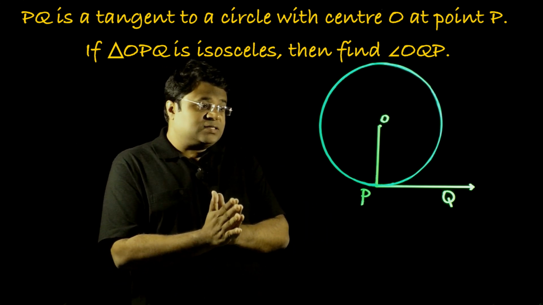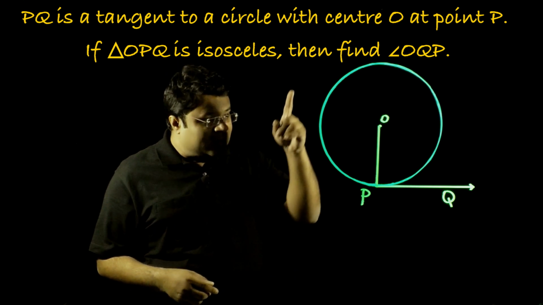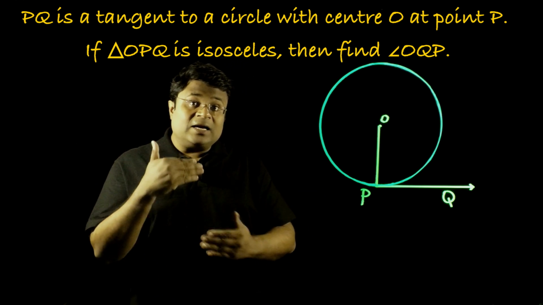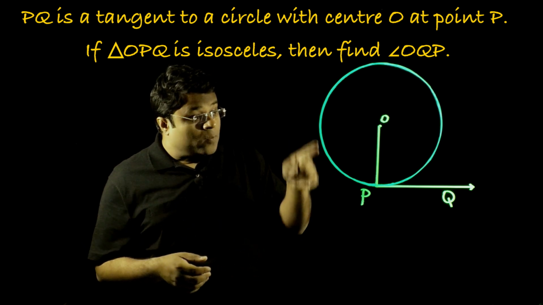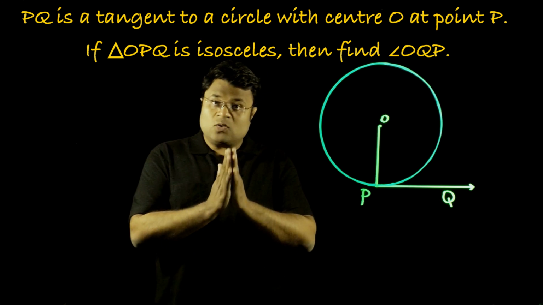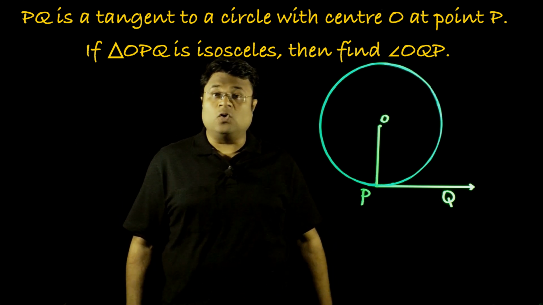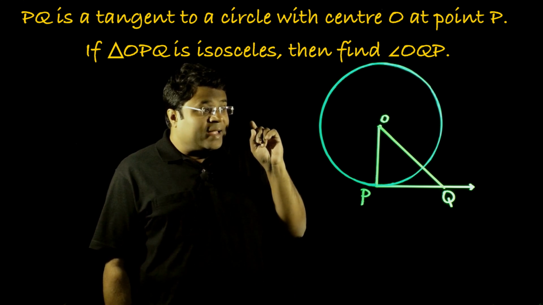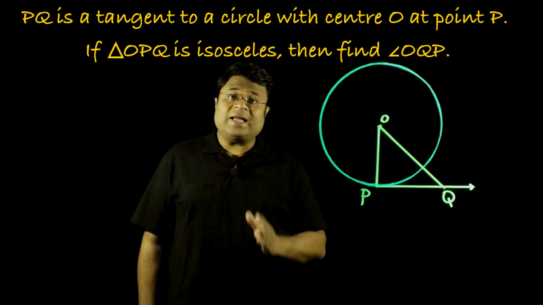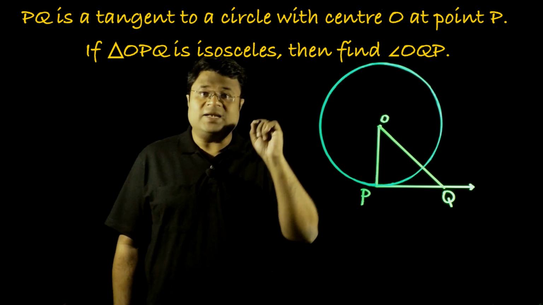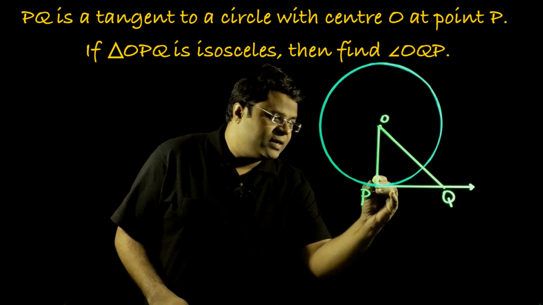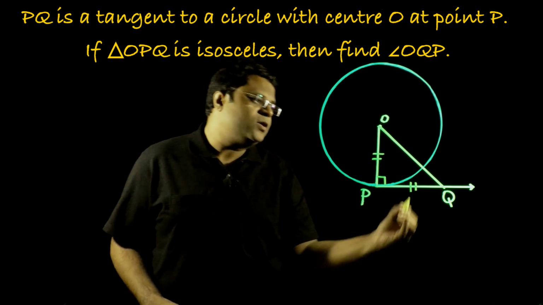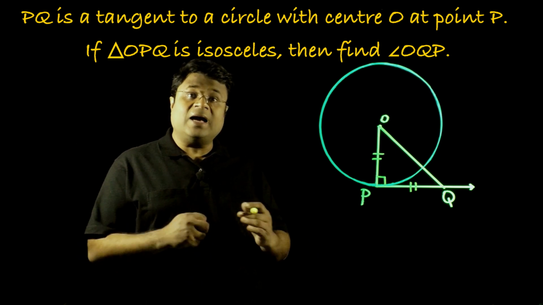Now the question is, if it is isosceles, one angle is already 90 degree. Angle OPQ is already 90 degree. So that means there is no scope for another angle to be 90 degrees. That means that OP and PQ are the only equal sides in the isosceles triangle. So let's complete the triangle. We have completed the triangle and we know that angle OPQ is 90 degree because the angle between the radius and tangent is always 90 degrees. Obviously, as we mentioned, OP is equal to PQ. This happens to be a right angled isosceles triangle.